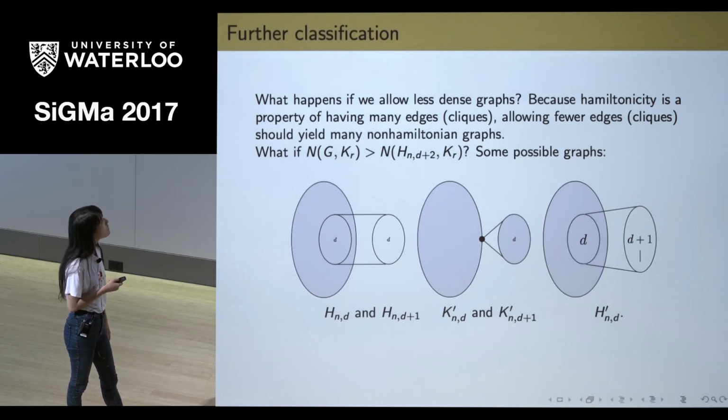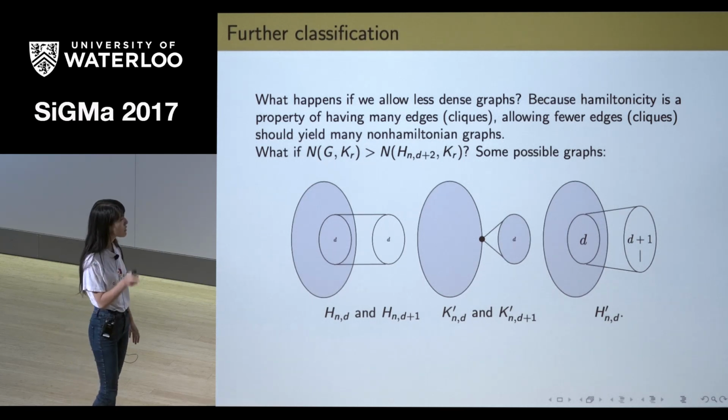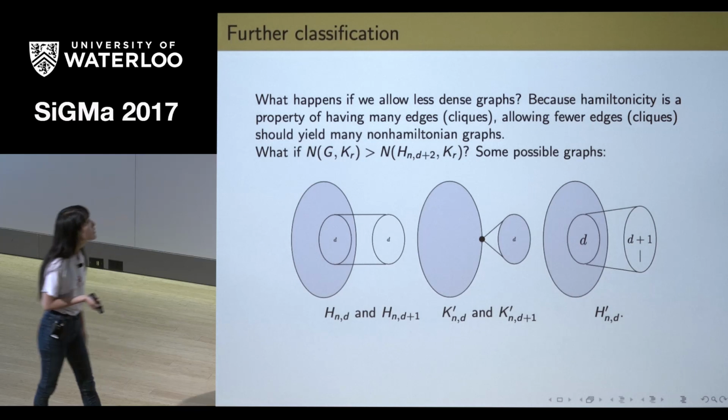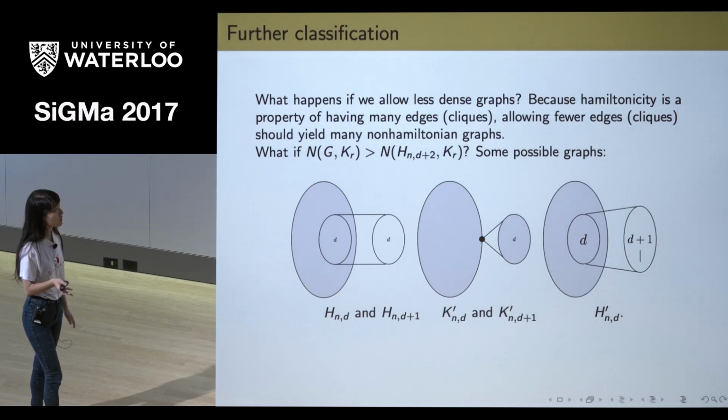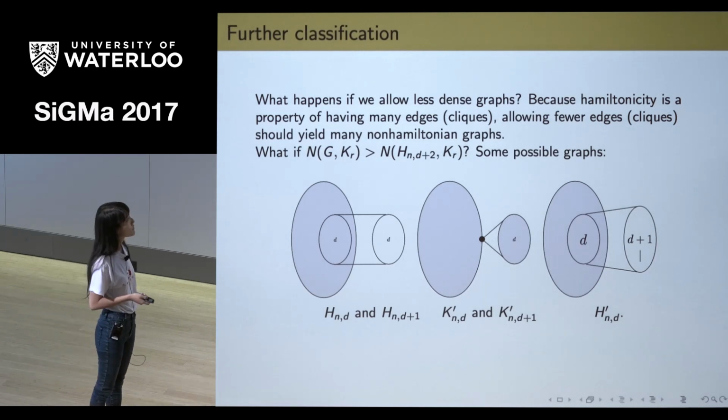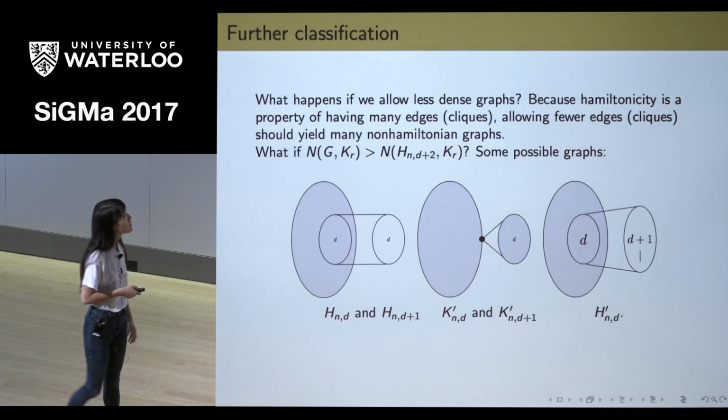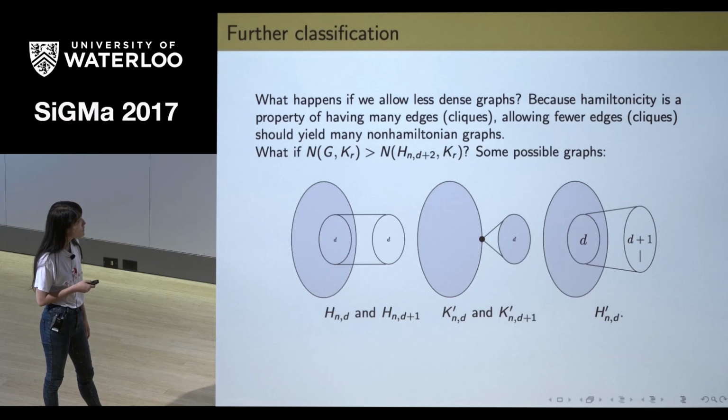So what if we allow graphs with more cliques than H_{n,d+2} has? Then what do our graphs look like? So let's look at the extremal examples. We can still have these two old extremal examples. We might also have the case where instead of H_{n,d}, we have now H_{n,d+1}, or K'_{n,d+1}. So grow each of these blobs by 1.